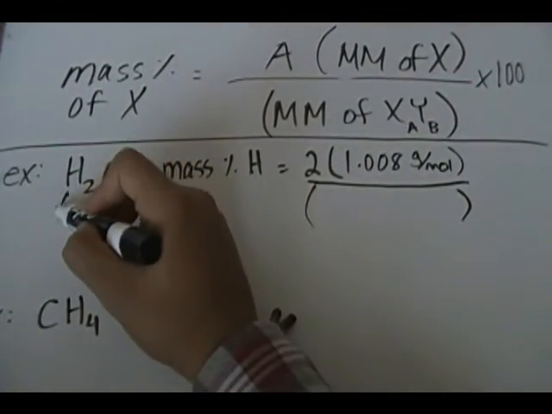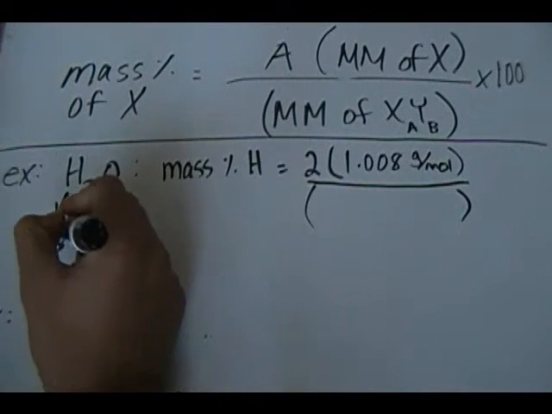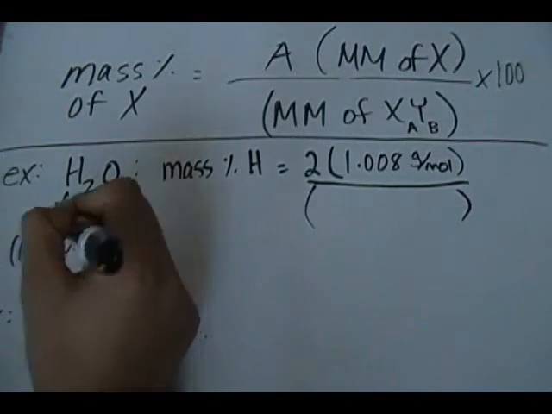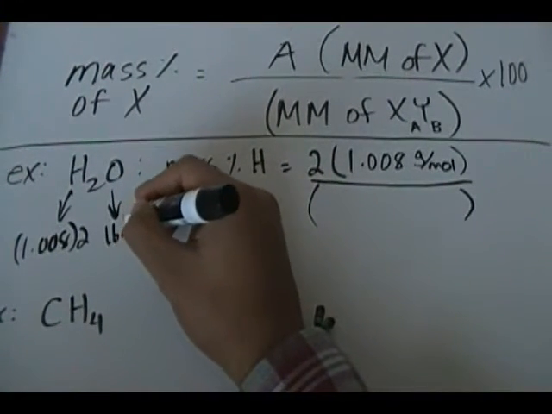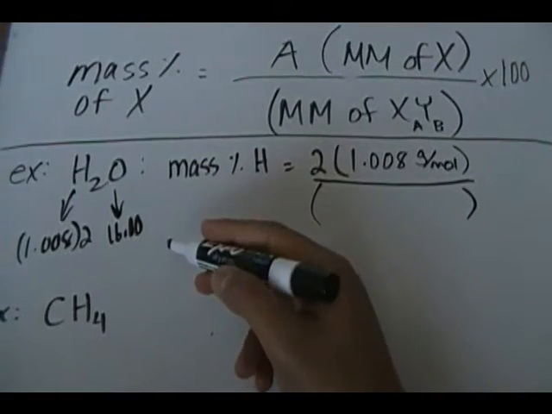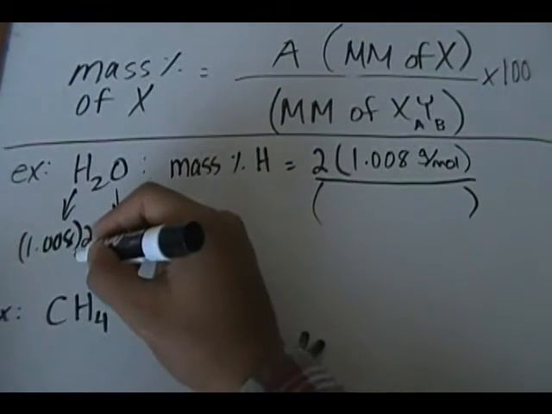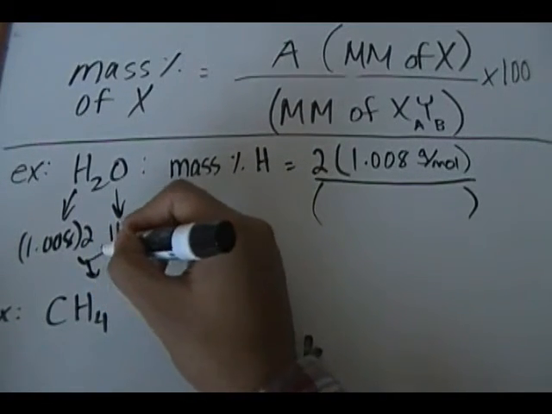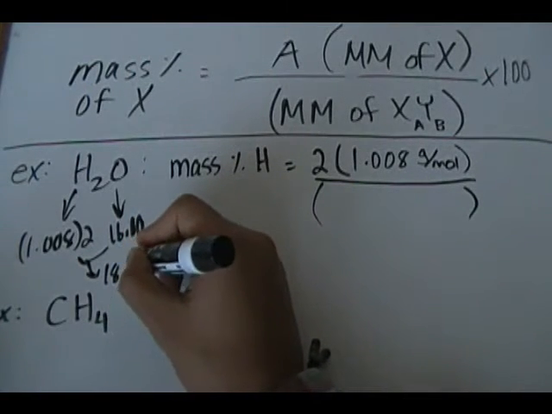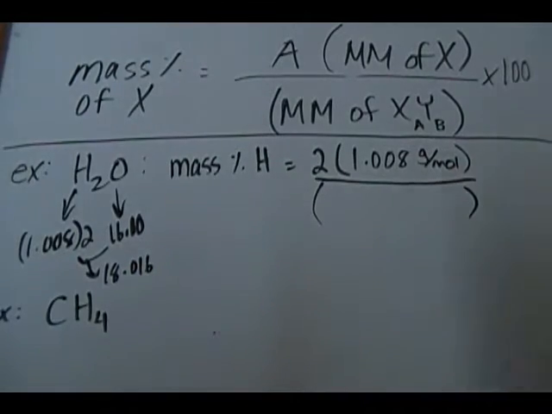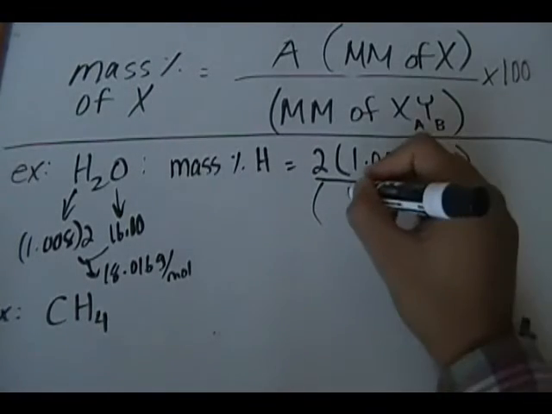Molar mass of water: hydrogen weighs 1.008, and that's from the periodic table, and times it by 2 because that's how many hydrogens we have. And oxygen is 16.0 approximately, and these units are all grams per mole, and we multiply this out, add the two together, that comes out to 18. I already did the calculation, so 18.016 grams per mole. That's the molar mass of water.